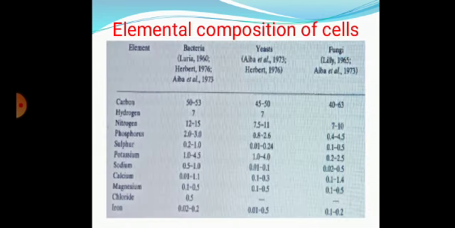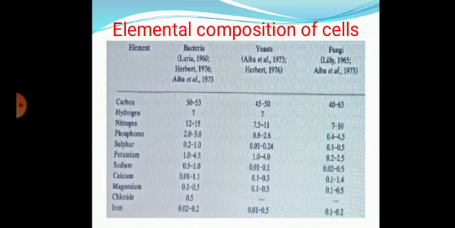Say I put a table. This is an example of elemental composition of cells. This knowledge is essential for preparing a media for microorganisms. You can see here, the first column has media components given: carbon, hydrogen, nitrogen, phosphorus, sulfur, potassium, sodium, calcium, magnesium, chloride, iron.